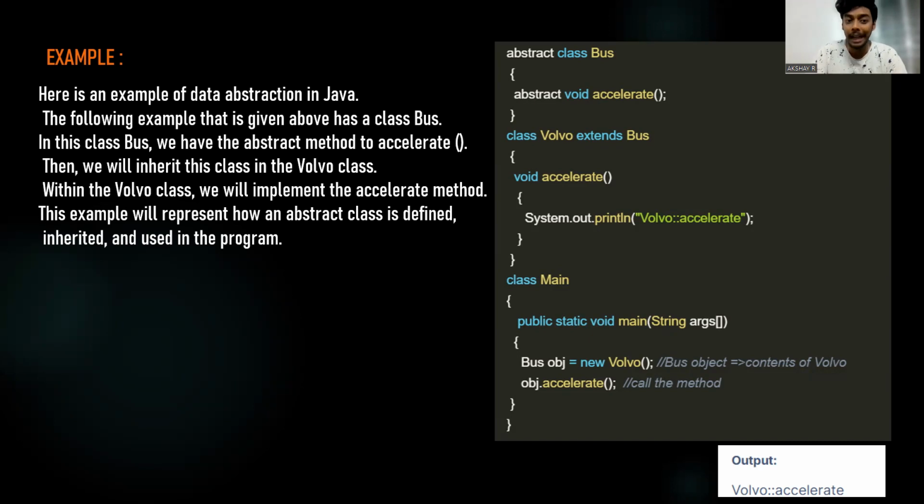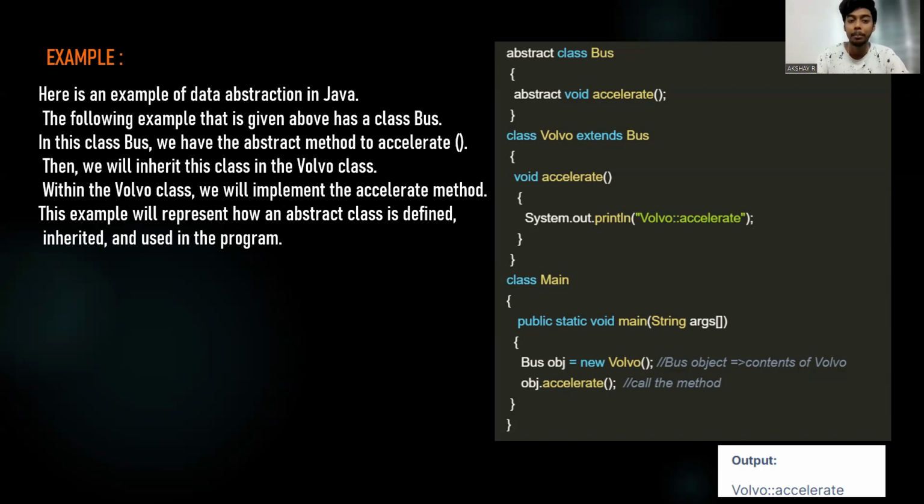Yeah. So in the class Bus, we have an abstract method, accelerate. Then we will inherit this class in the Volvo class, which is what I have displayed on the screen. Within the Volvo class, we will implement the accelerate method.